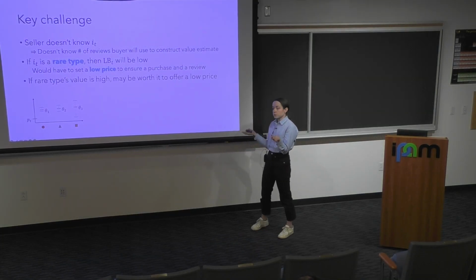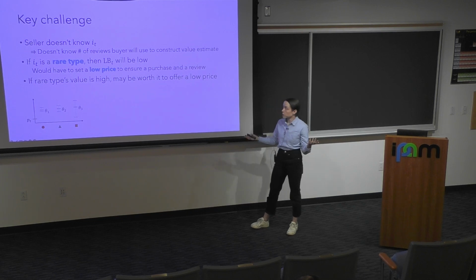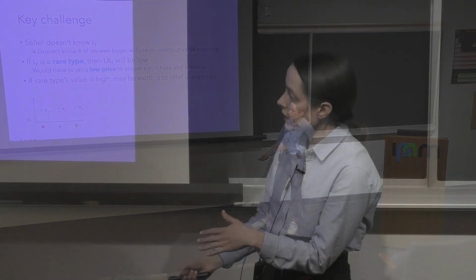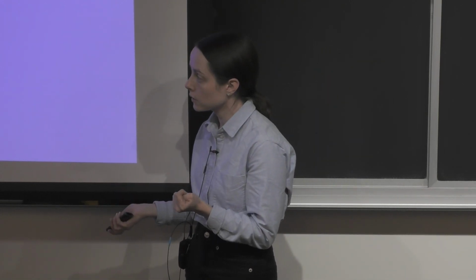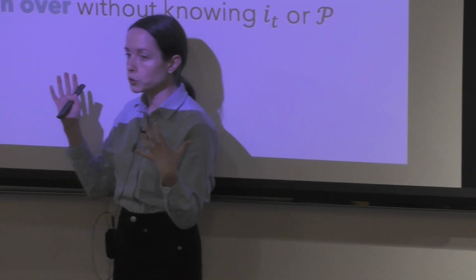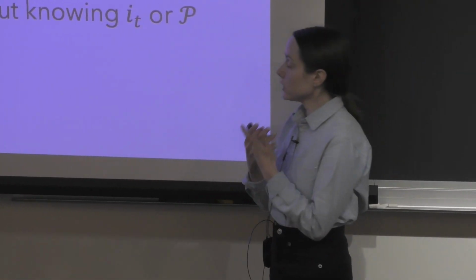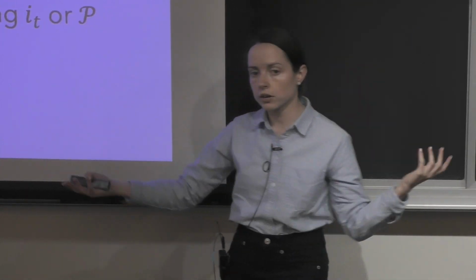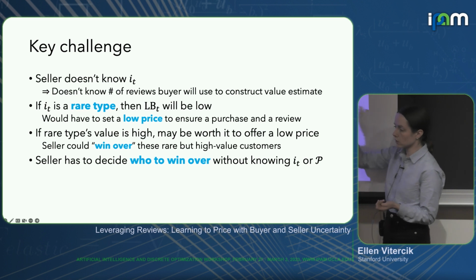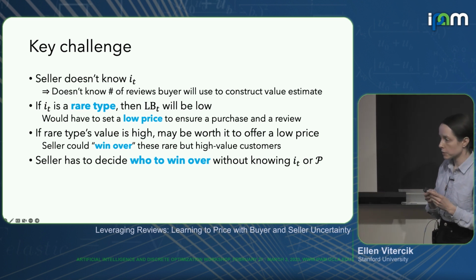If this rare type's value is actually high, then it might be worthwhile to offer these low prices early on in order to win over these rare but high value customers. But the seller has to make these decisions about who to win over without knowing the type at each round and without even knowing the distribution over types. That's the key challenge we face in designing this pricing problem.